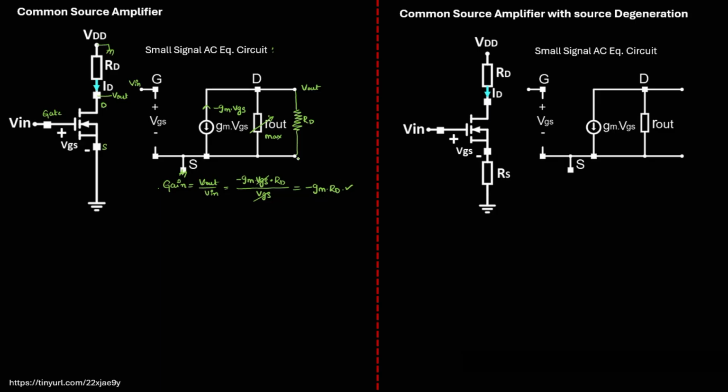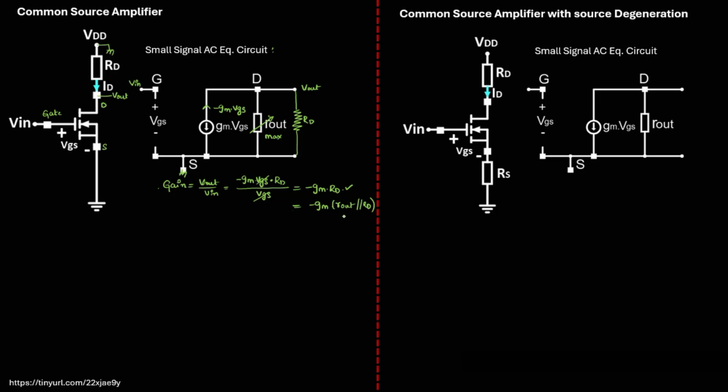So like we are getting gm times RD, I'm getting the gain equal to minus gm times RD when R output is neglected. If it is not neglected, my gain value will be minus gm times R output in parallel with RD. So it is our choice. R output can be neglected or can be considered.